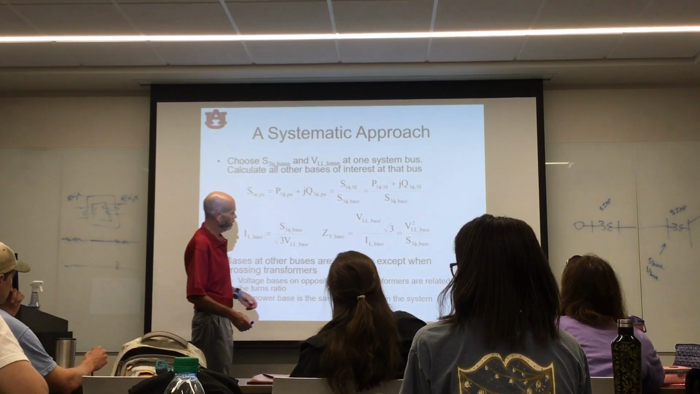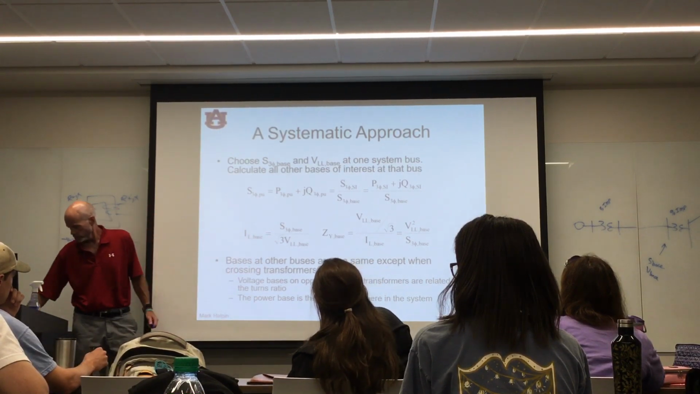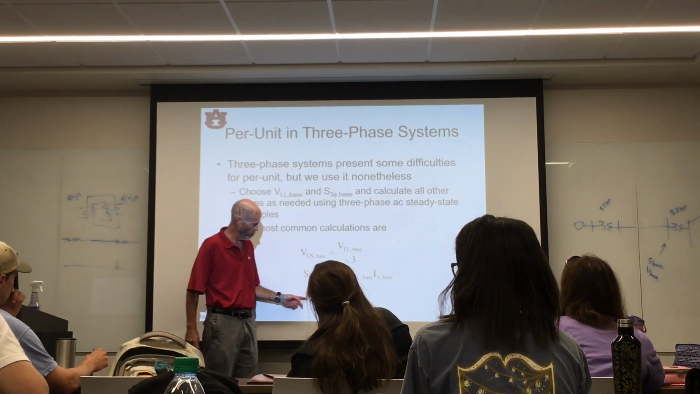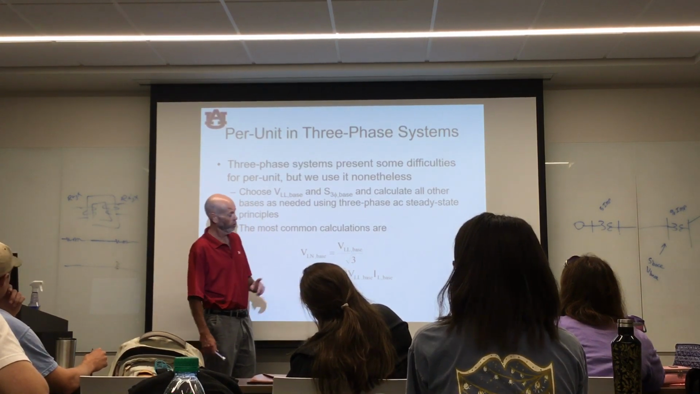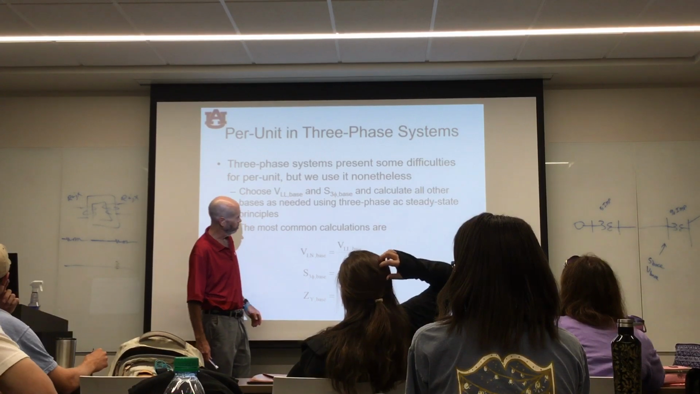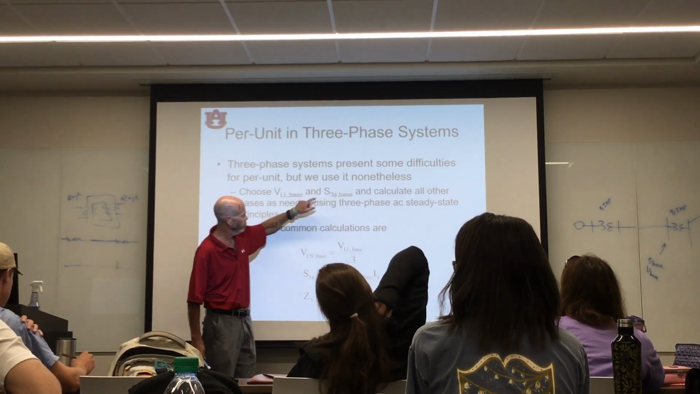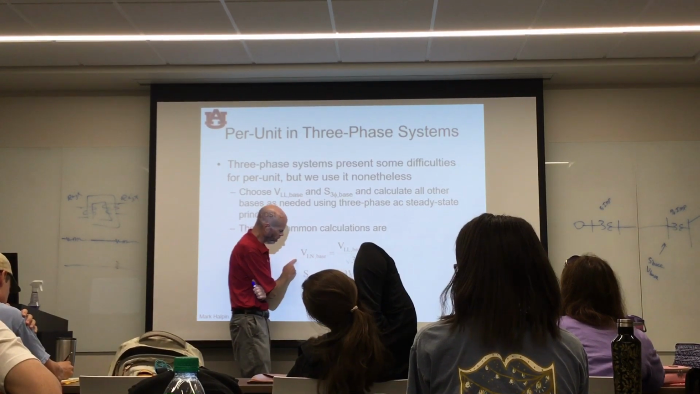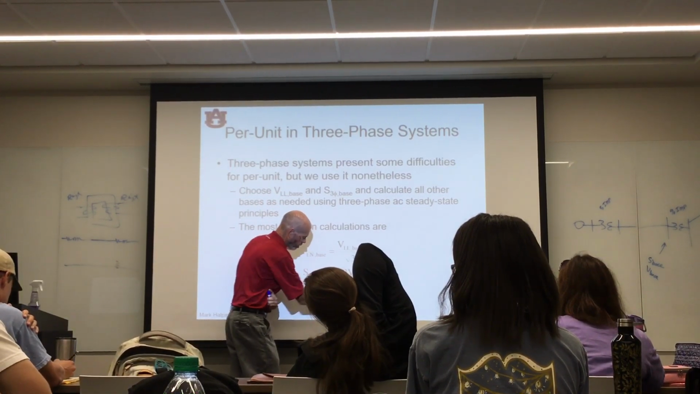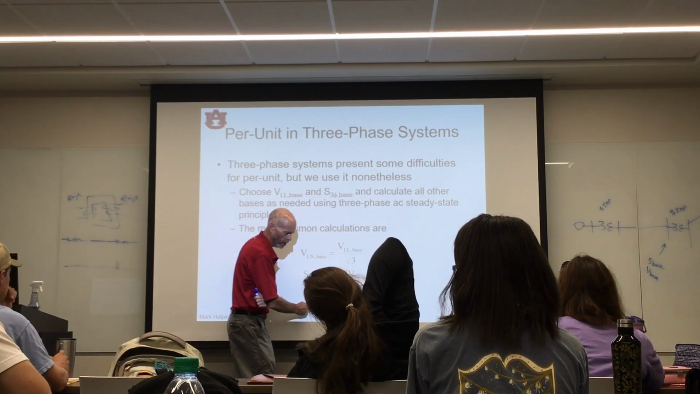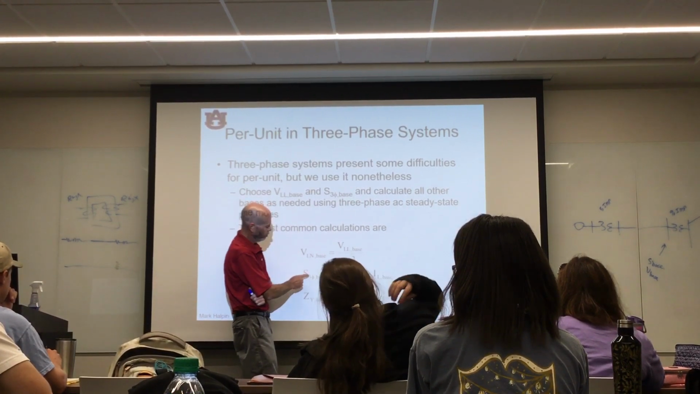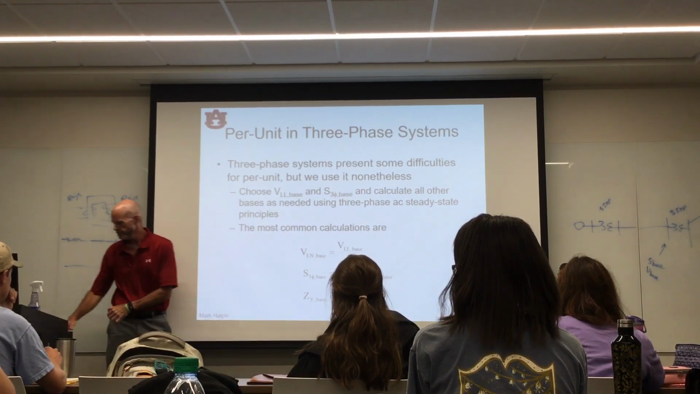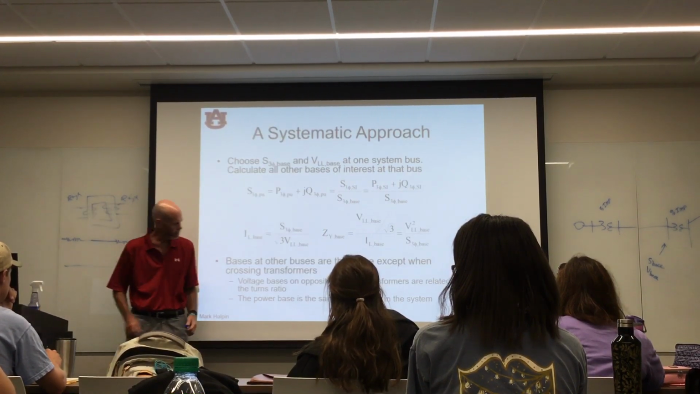Well, the best way to get that is to avoid this little sequence, okay? Remember, I'm going to pick these two. Once I pick these two, I can calculate a line-to-neutral voltage base, then I can calculate a line current base, then I can calculate an impedance base. That's 1, 2, 3 calculations. I need to be faster than that.